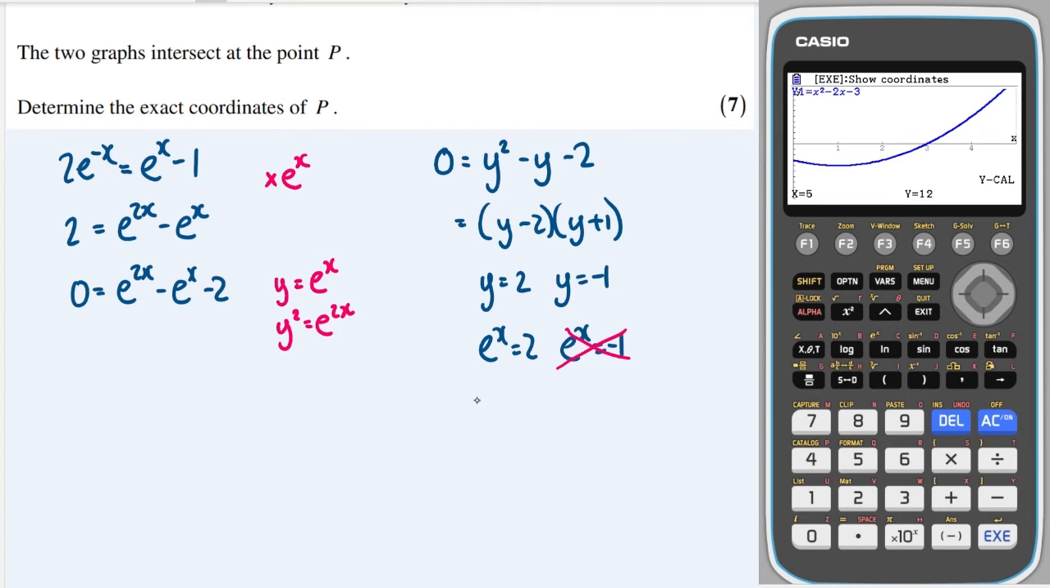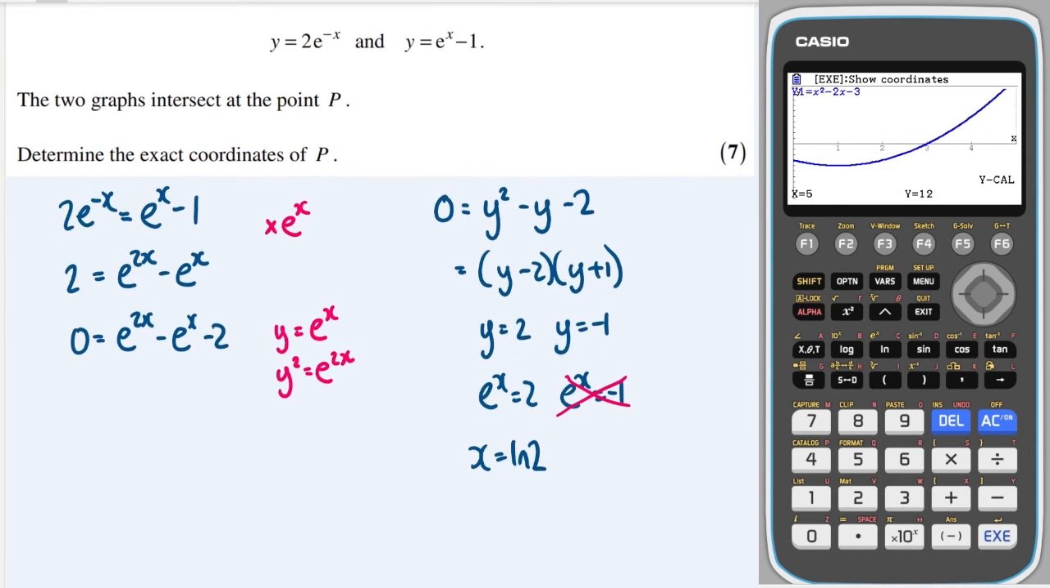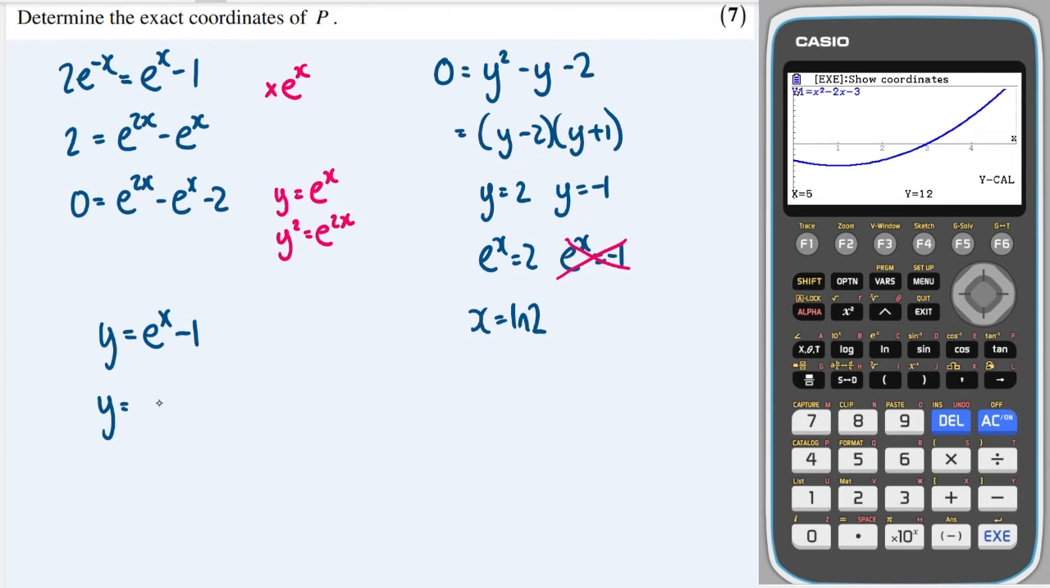Solving this equation, take lns of both sides, gives me x is equal to ln 2. So that's the x coordinate, but I also need the y coordinate, so I'm going to sub it back into one of my originals. Let's take the one on the right. So let's say that y is equal to e to the x minus 1. So y is equal to e to the ln 2 minus 1. e to the ln 2 is just 2. So therefore y is equal to 1. So my final answer is a coordinate P is equal to ln 2, 1.